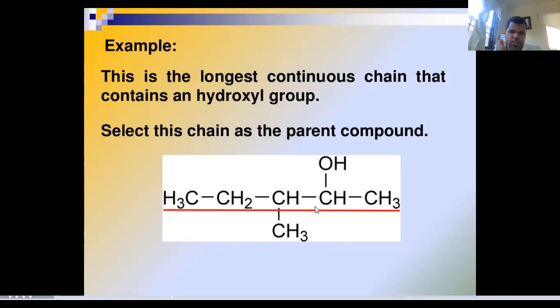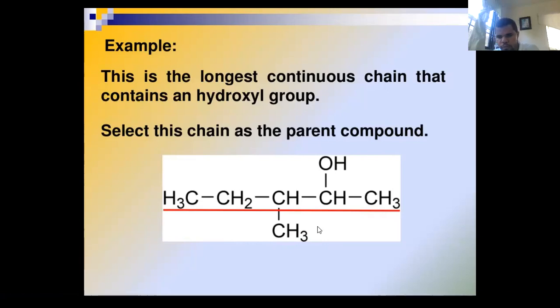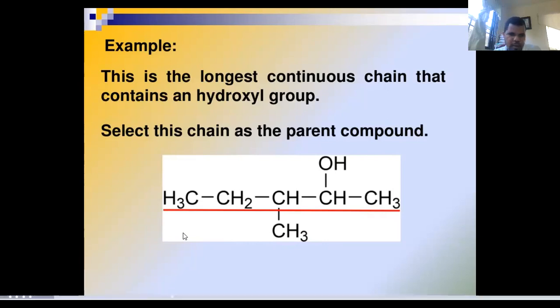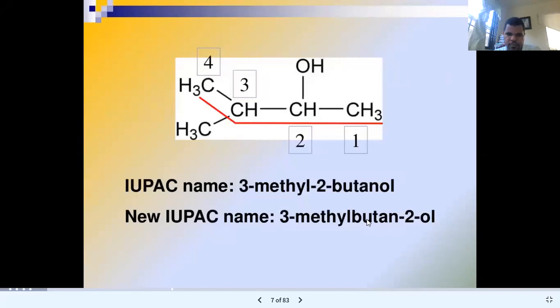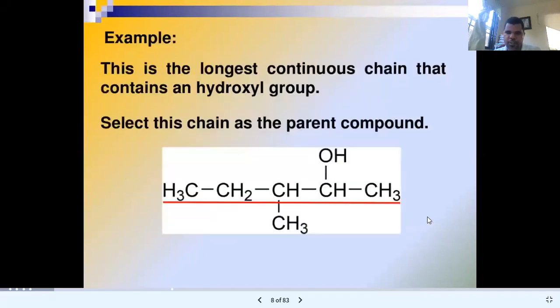What is the most modern name for this compound now? 3-methyl pentan-2-ol. Like this. You remember the number right before the suffix ol?